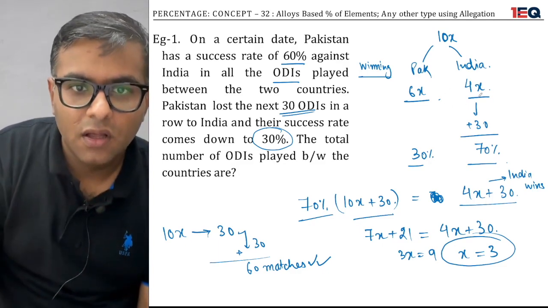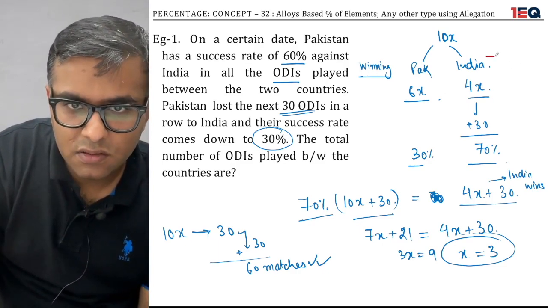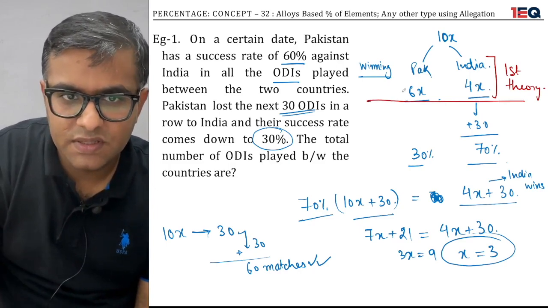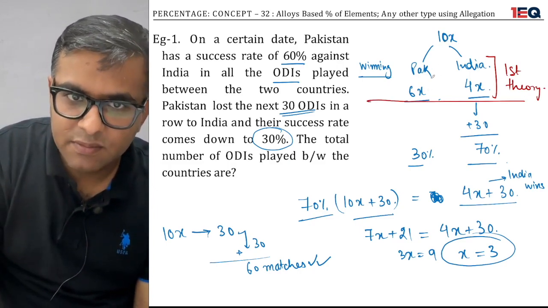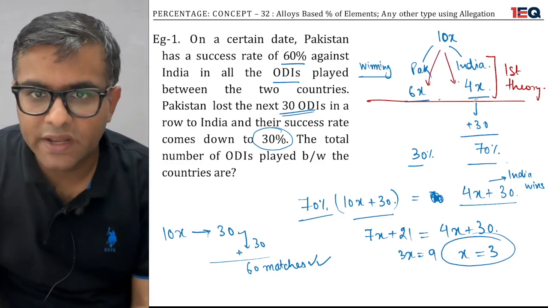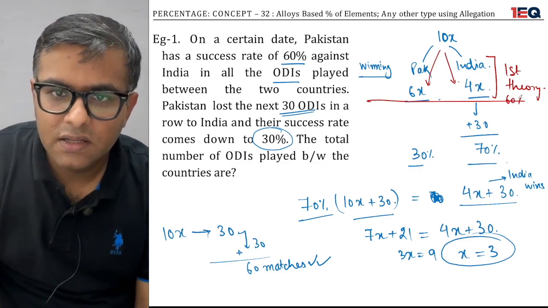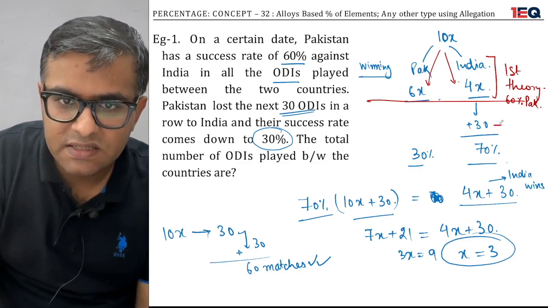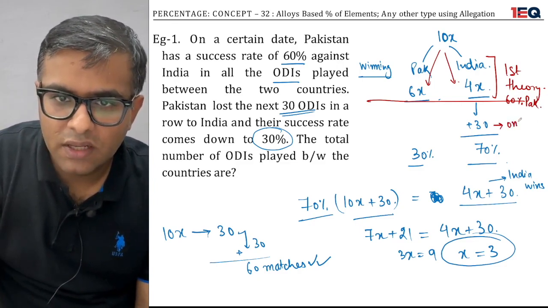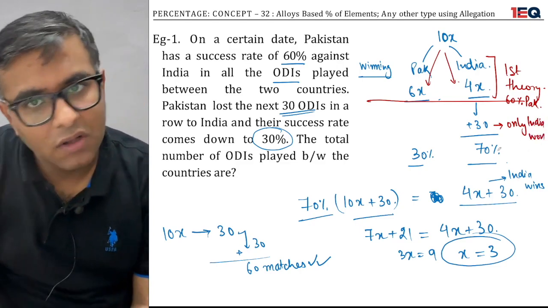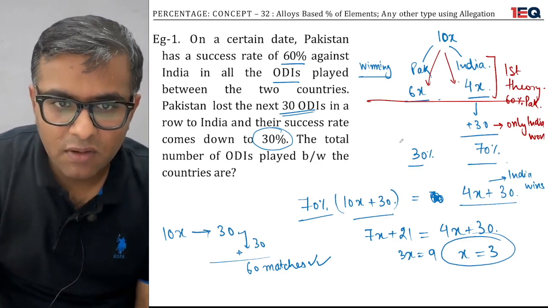When this is the first theory, this was the percentage of winning out of the 10x matches which were played. Pak had already won 6x and India had already won 4x. That is what determined that 60% Pak winning theory. Then another 30 matches went on where only India won, or all the matches were won only by India, which came down to the conclusion.